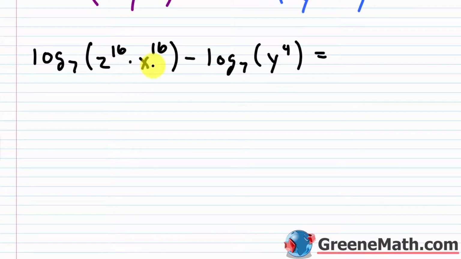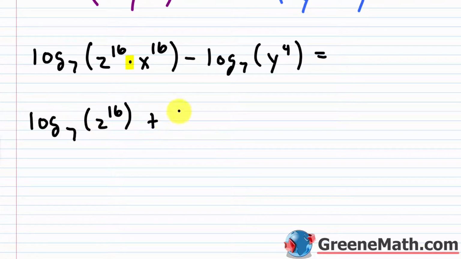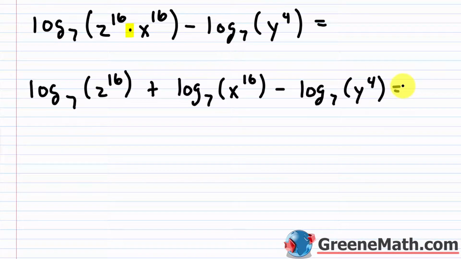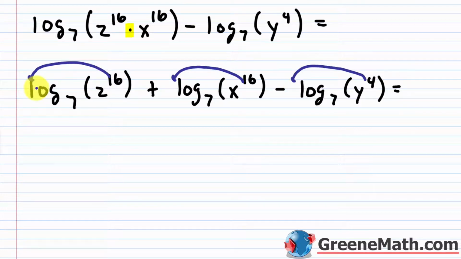Over here, I'm going to expand this now because I have this multiplication. So I'm going to say I have log base 7 of z to the 16th power plus log base 7 of x to the 16th power, and then minus my log base 7 of y to the 4th power. We're almost there now. Let me put my equals in here. All I'm going to do is bring these out in front in each case, and we will be done. So the 16 comes out in front.